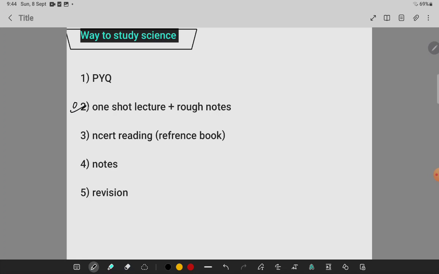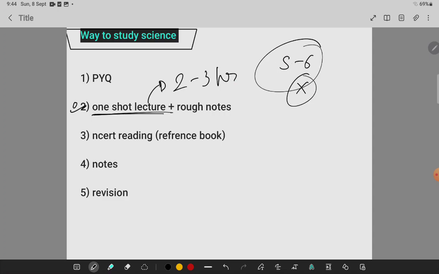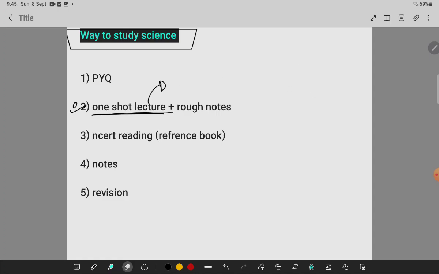Now see the one shot lecture, not of 5 to 6 hours. Don't study 5 to 6 hours of lectures. You have to see the short lecture, students. A one shot lecture of 1 to 2 hours, maximum 3 hours. Okay, not of 6 hours, you are wasting your time.